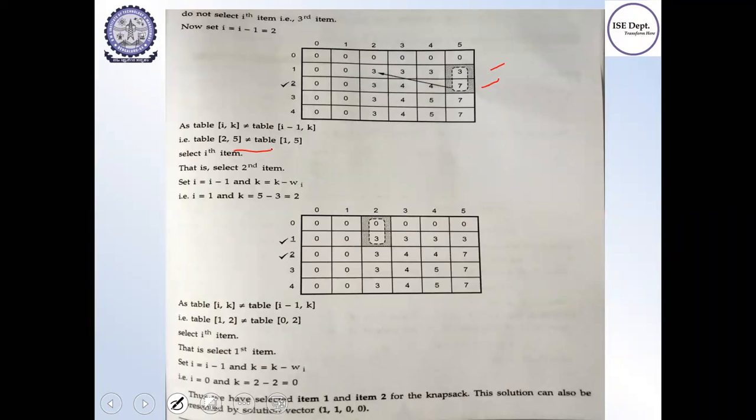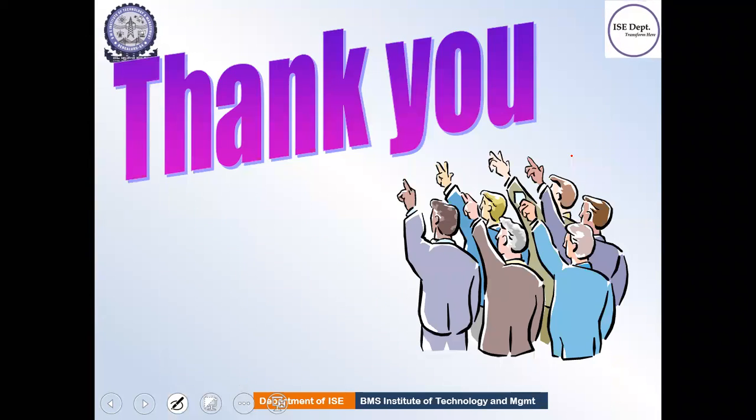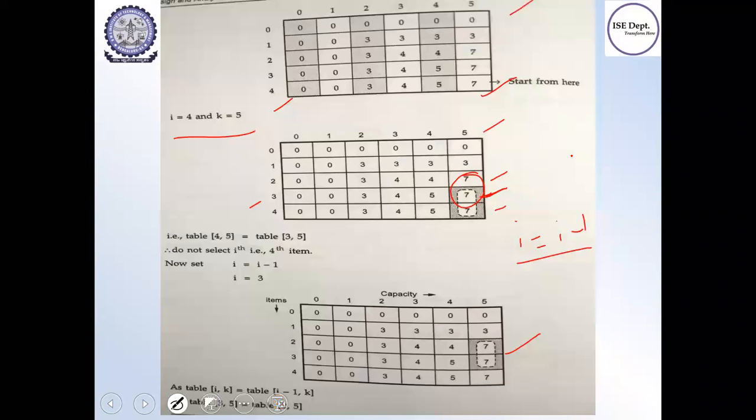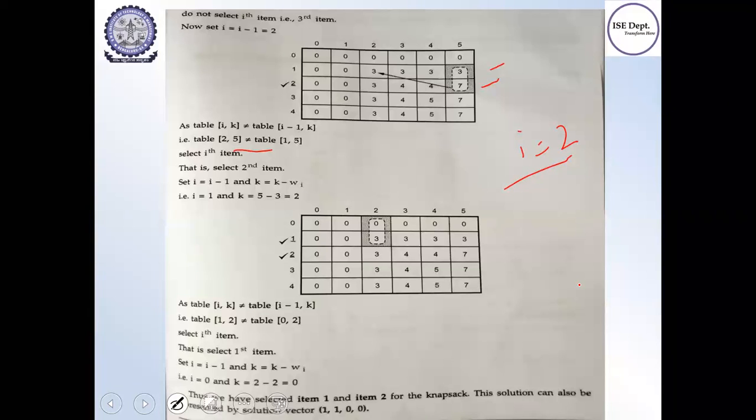If it is not equal, what should you do? What is the value of I now? I value is 2, right? Just let me explain once again. Initially I value is 4. Then this I value will become 3. Here I value is decremented, 3 minus 1, so it becomes 2. Correct? So I value is 2.